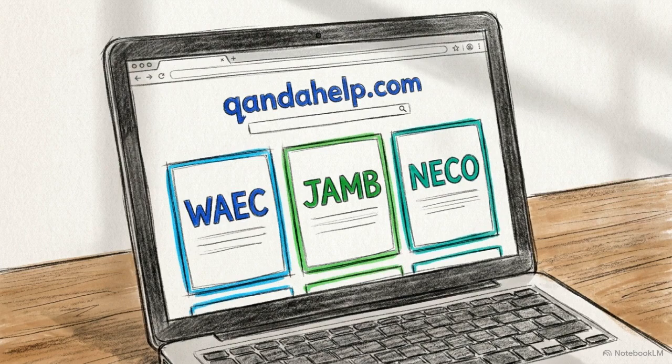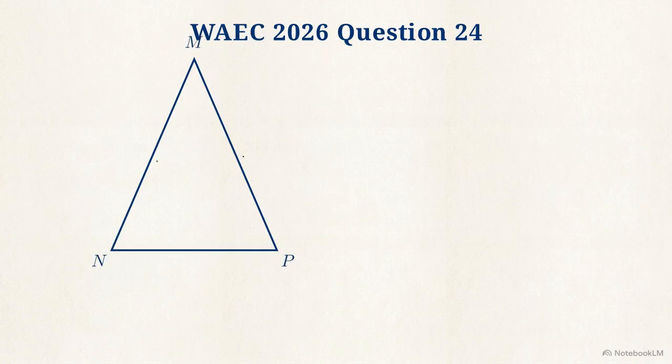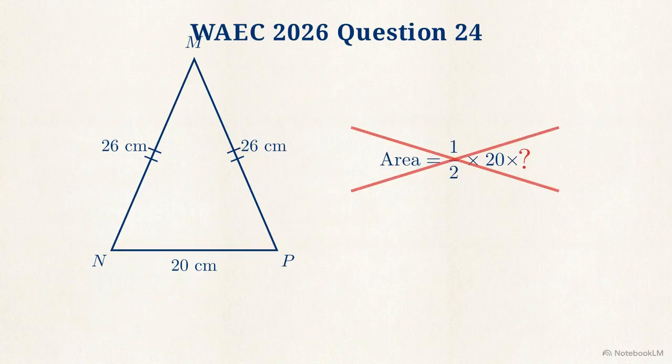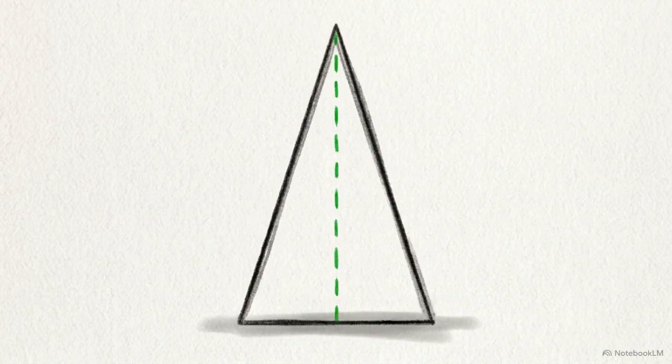For WAEC 2026, question 24, we have isosceles triangle MNP. Sides MN and MP measure 26 centimeters, and base NP is 20 centimeters. To find the area, 1/2 times base times height, we have the base, but the vertical height is missing. Without this vertical measurement, we cannot use the formula immediately. We need to find the height ourselves using the properties of the triangle.